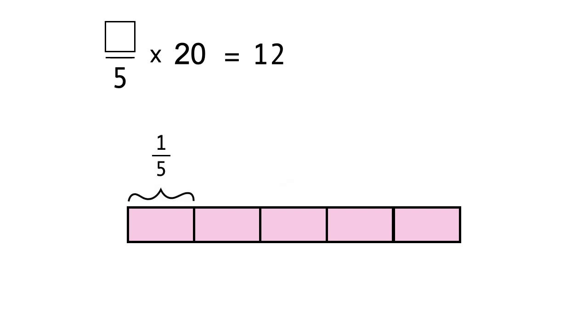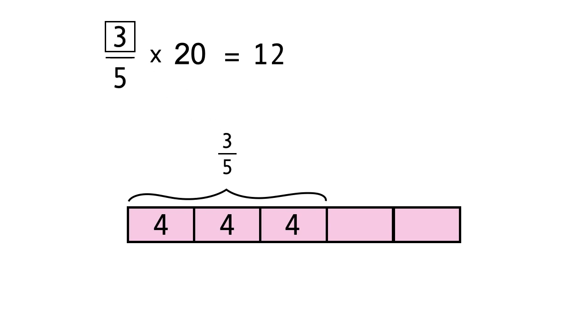Well, what's 1/5? Well, 20 divided by 5 is 4. So 2/5 would be 8. 3/5 would be 12. So 3/5 times 20 equals 12.